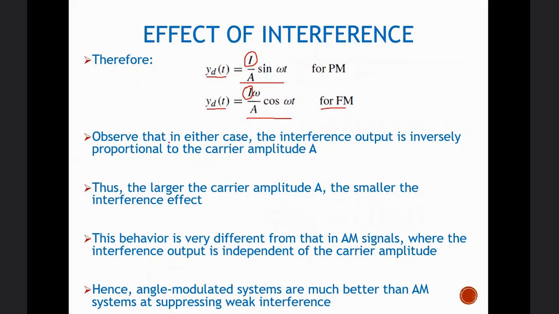Another thing we can see is that the interference y(t) is inversely proportional to the amplitude A of the carrier. So if we want to reduce the effect of interference, we can use a high power signal, and the interference effect would be quite small. This is different from AM signals, because the interference output is independent of the carrier amplitude in case of AM, but in case of angle modulation, we see the interference is inversely proportional to the amplitude of the carrier. So that's why angle modulated systems are much better than AM systems at suppressing weak interferences.